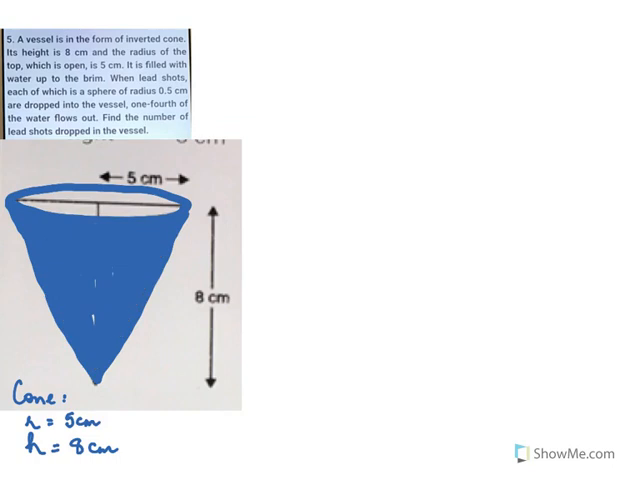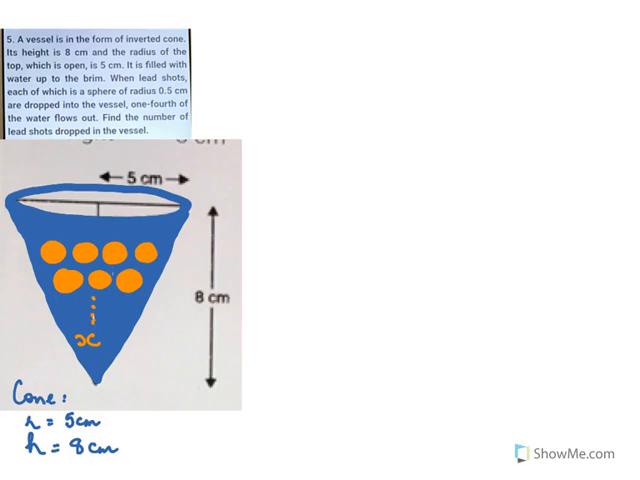Now into this cone there are lead shots that have been put. So here there's one lead shot here. There are a number of lead shots. We do not know how many, and that's the question. Okay, so I will just put, we don't know how many lead shots. Say there are X lead shots.